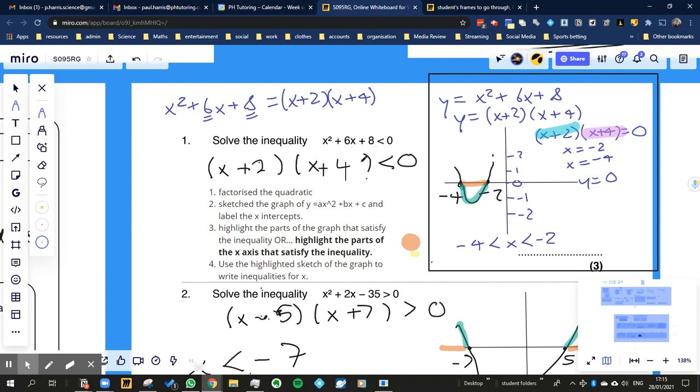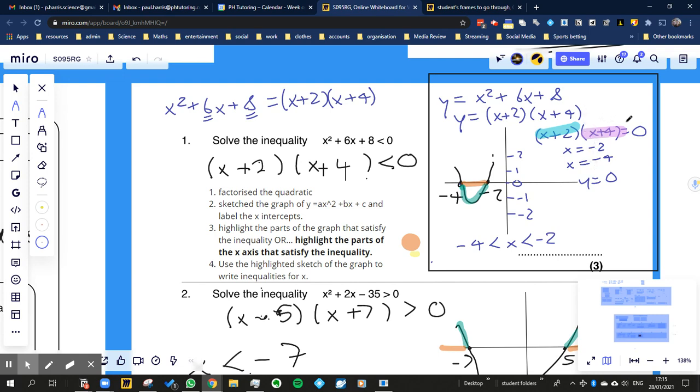Well, what you do is you say, let's imagine we plotted the graph of y equals all of this. Because this is the same as that, these two equations are the same. So this line represents y equals x squared plus 6x plus 8. And the x-intercepts are minus 4 and minus 2 because that is when y equals 0.